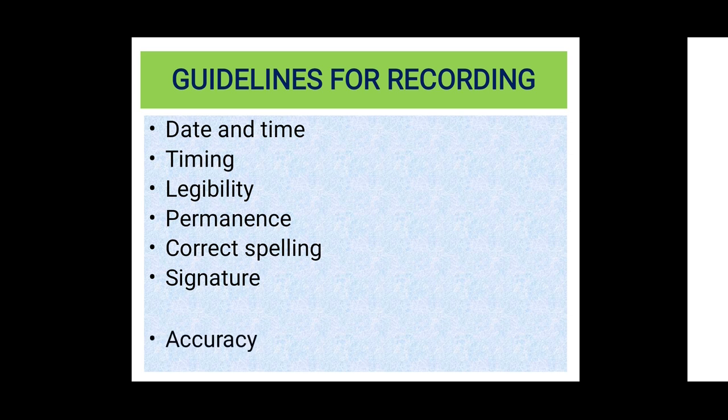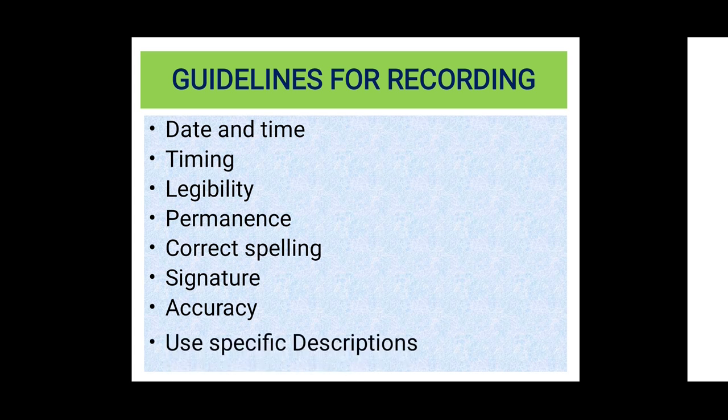Accuracy. The client's name and identifying information should be stamped or written on each page of the clinical records, and before making any entry, check that it is the correct chart and check the client's name. Use specific descriptions. When documenting something, avoid general words such as large, good, or normal, and chart specific data such as 2 cm to 3 cm bruise rather than large bruise.